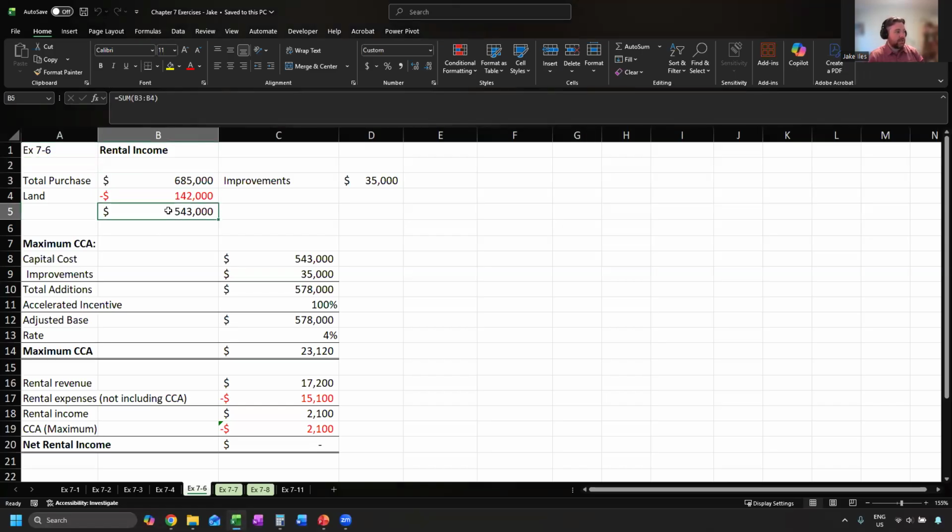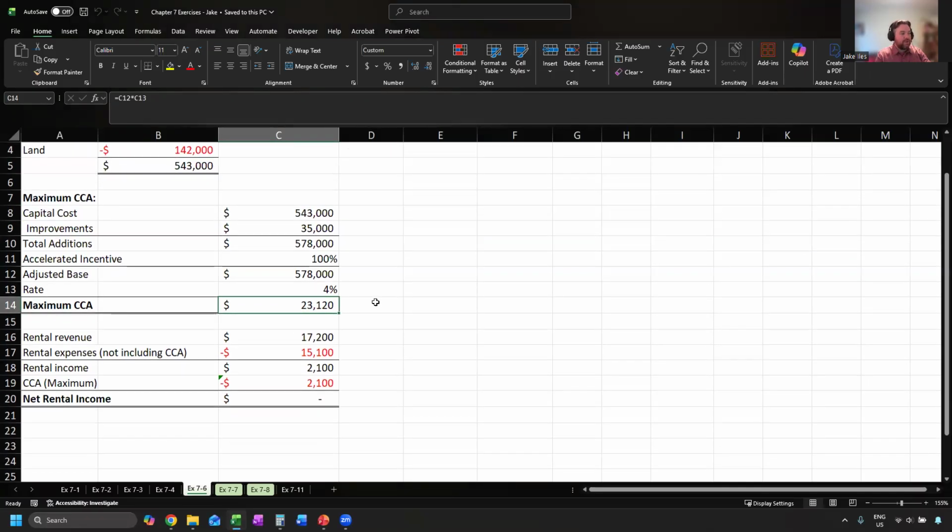There's the total purchase. There's the cost. Improvements 35,000. We calculate the maximum CCA. We get to maximum CCA of $23,000, but we can never take more CCA than our rental income. So since our rental income is $2,100, that's as much CCA as we can take, because our rental income hits zero. That's the important factor to know about rental income, because these properties are quite valuable, they do result in high CCA calculations, but normally landowners just don't take the CCA on buildings.